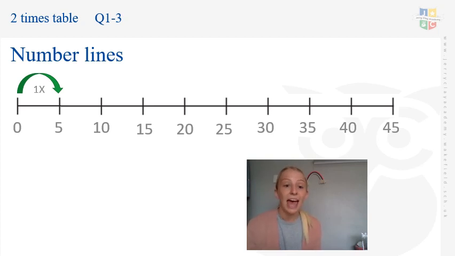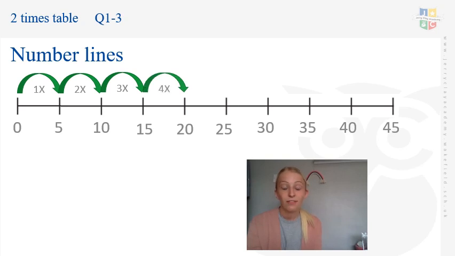Then if I go to 10, I've got 5, 10, I've got another group of 5. So I've now got 2 times 5, which equals 10. And so on, I can continue to 3 times 5 is 15. 4 times 5 is 20. And here you can see our groups. So I've got 1, 2, 3, 4 groups of 5 or 4 lots of 5 equals 20.